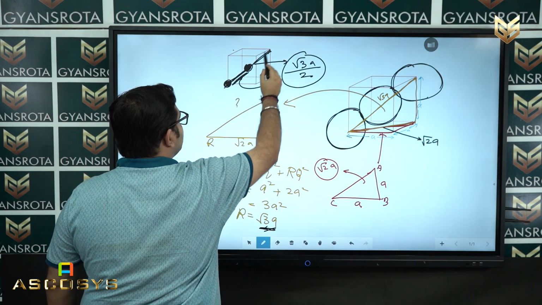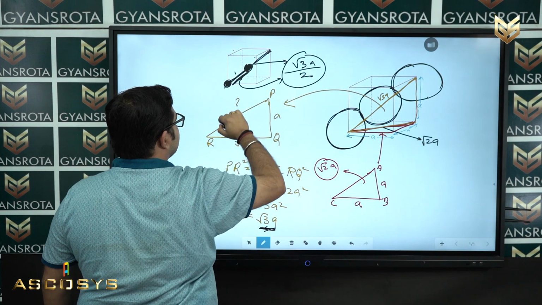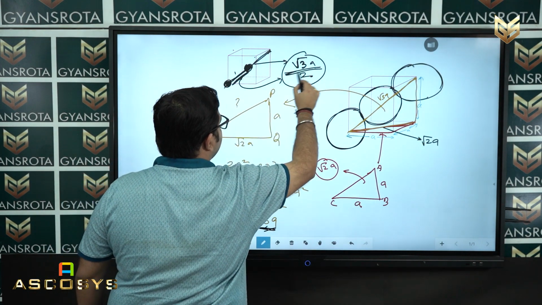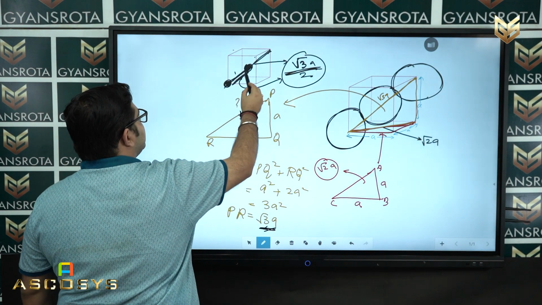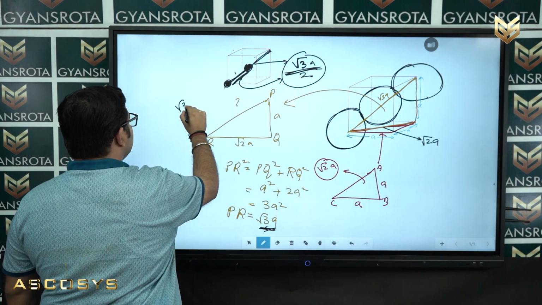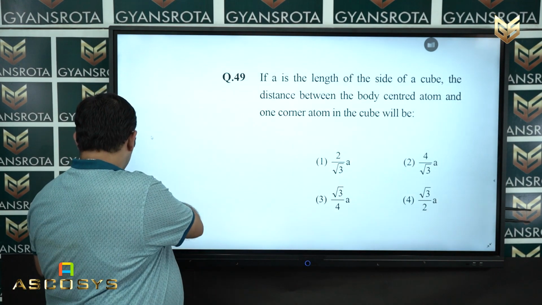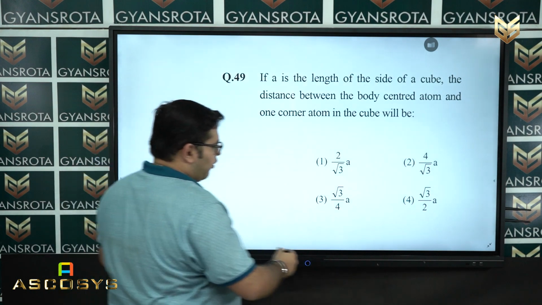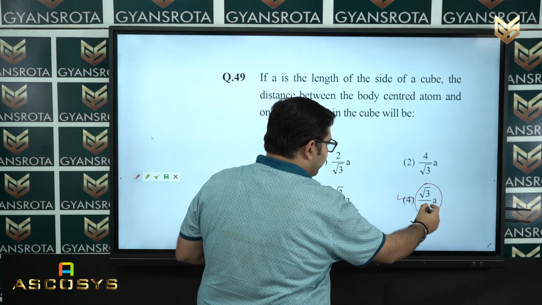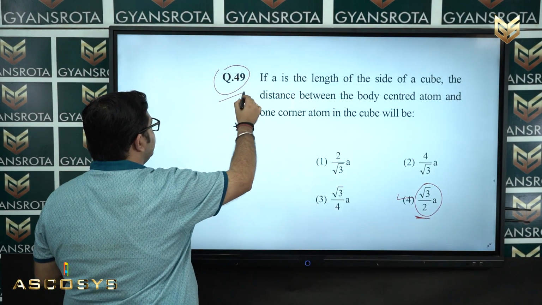This whole is root 3, but this is in centered. So, this is another half, this is another half. So, completely, if I divide by 2, we obtain our distance between the corner atom to your body centered. So, your answer is root 3a by 2. If you see among the 4 options, option number 4, where it is given as root 3a by 2, is the correct answer of your question number 49.